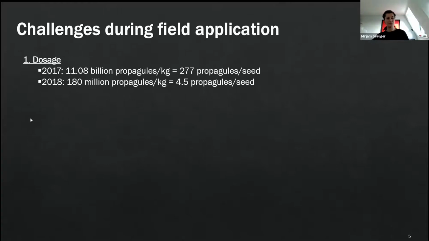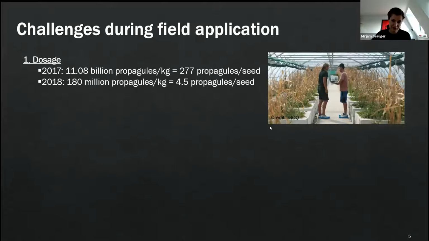For example, the dosage that we applied was quite different in the 2 years. And this was caused because the production of inoculum is done basically under environmental conditions. So in INOQ, they produce these inoculum in tunnel tents by now. I know this will change in the future, but therefore you have very different amounts of propagules in the batches, depending on the weather conditions during the production.